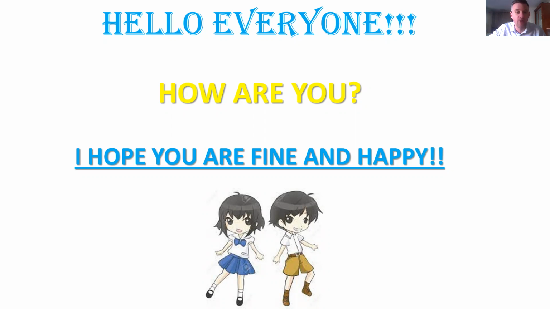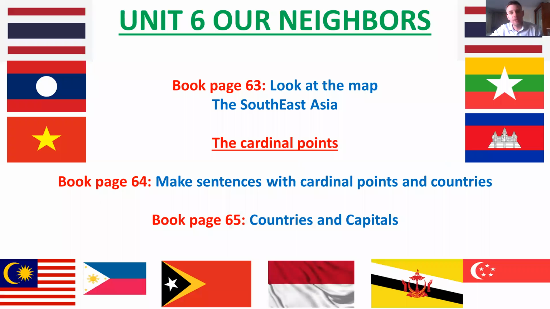So let's take a look on that first. We start today Unit 6, our neighbors. We started that together last week, so we will make a review and starting like this, and make some reviews about vocabulary and some pronunciation. So we start with the beginning, and obviously with your book, page 63.